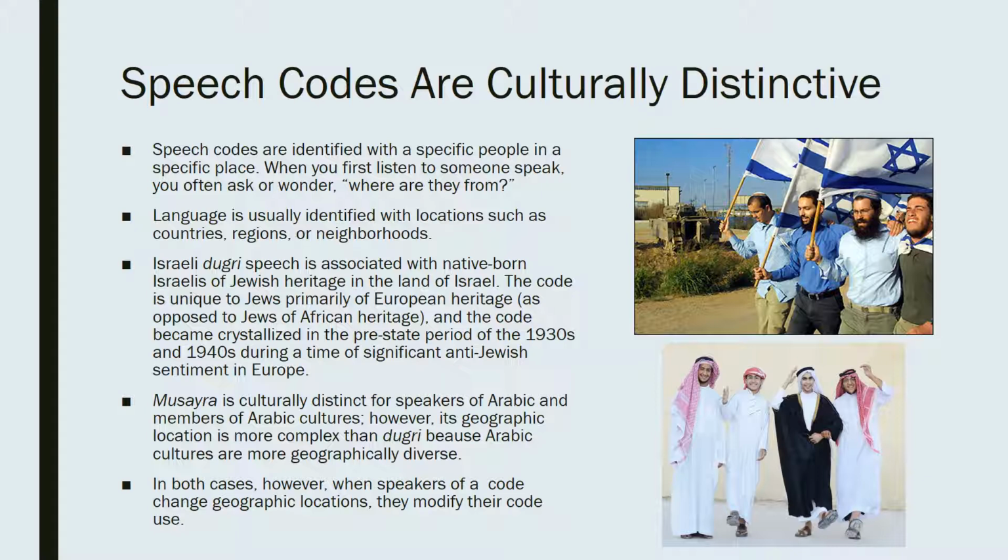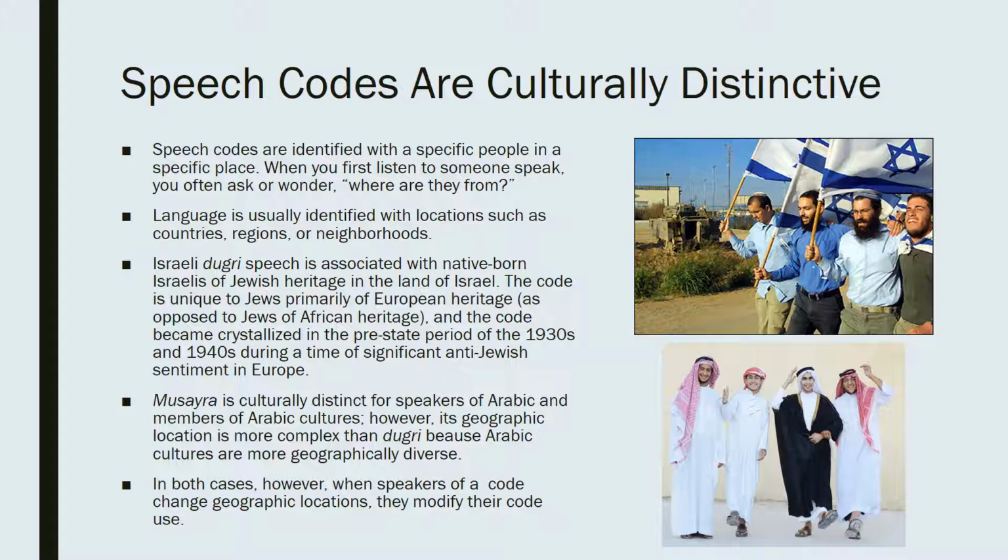Israeli Dugri speech is associated with native-born Israelis of Jewish heritage in the land of Israel. The code is unique to Jews primarily of European heritage, as opposed to Jews of African heritage, and the code became crystallized in the pre-state period of the 1930s and 40s during a time of significant anti-Jewish sentiment in Europe. So, as a response to all of the discrimination and prejudice that Jews were experiencing in Germany and other places in Europe, they became a much more forthright and assertive group of people.